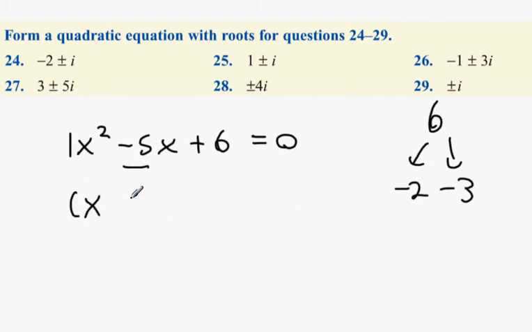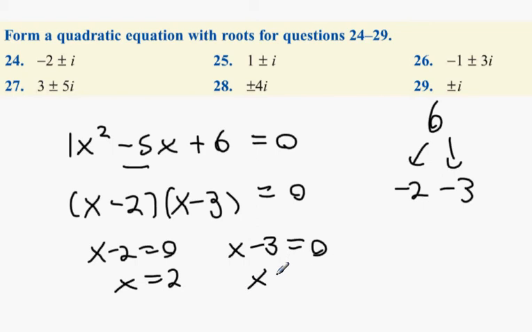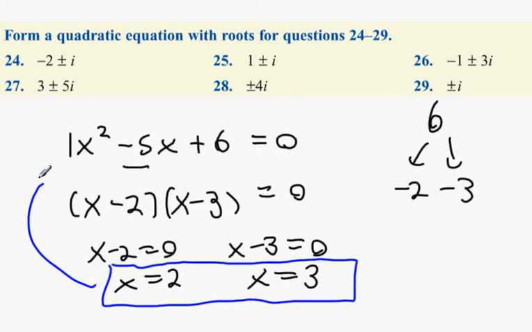Now, what you would have done in the past is say x minus 2, bracket x minus 3 equals 0. I won't skip anything here. You have x minus 2 equals 0, so x equals 2. Very important you look at this. x minus 3 equals 0, so x equals 3. Now, I'm going to show you a way to go from this equation back to the original equation.